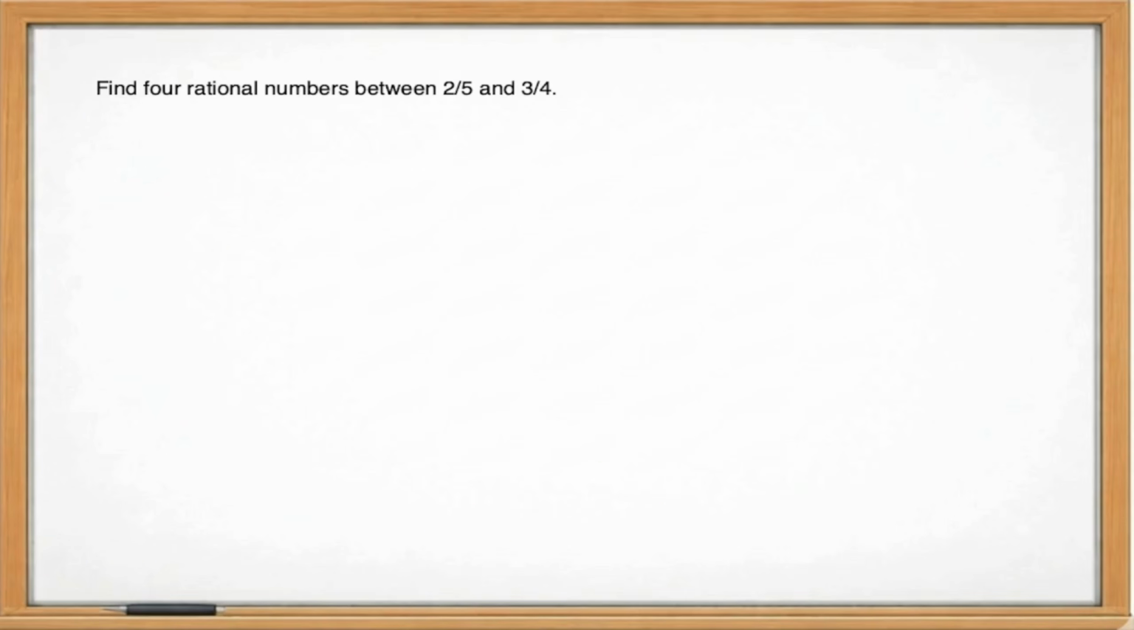Now see, find 4 rational numbers between 2 by 5 and 3 by 4. If you look at the denominator part, the denominators are different. So you have to make the denominator same. For that, we'll take the LCM. Actually, you can directly write it, it's very easy, but I'm showing you like this. Take 2 here, then again 1, then 5. Okay, the LCM you will get here as 20.